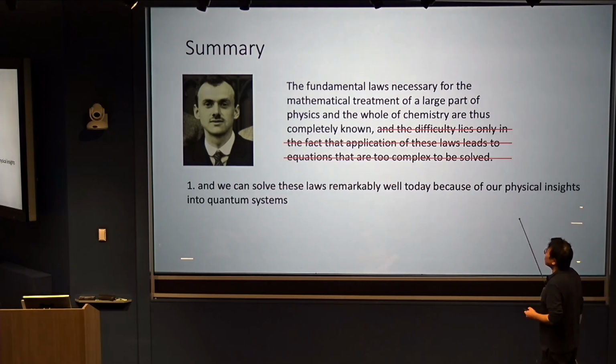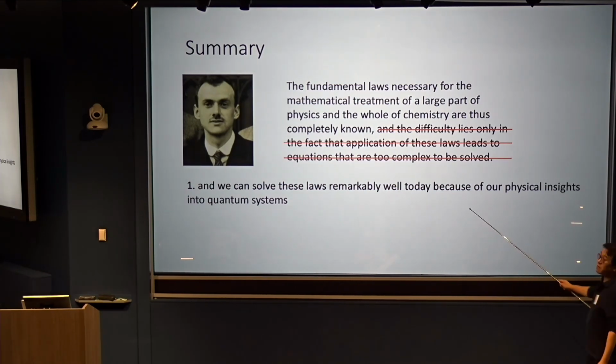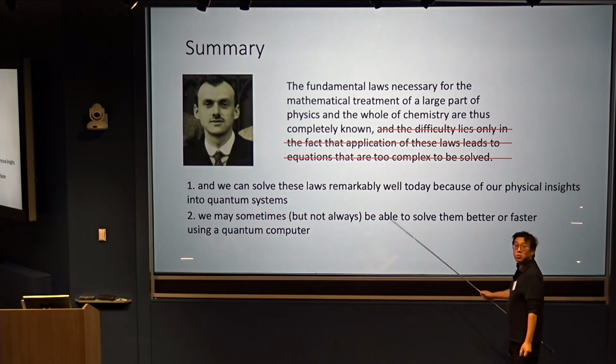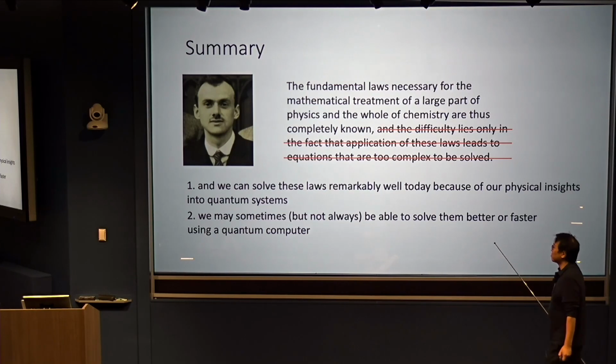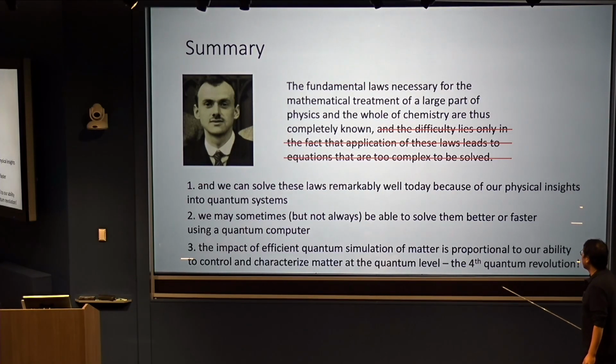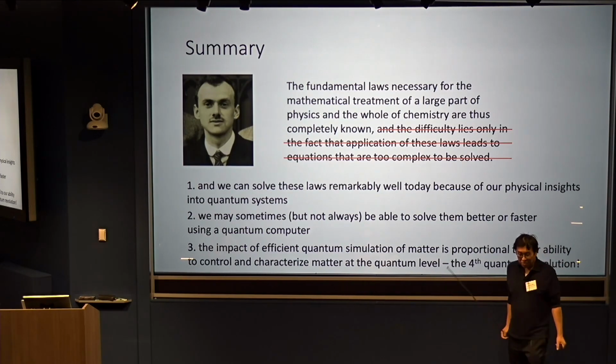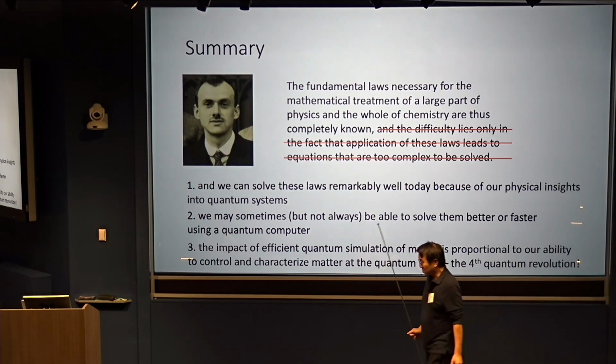The first point I wanted to make today is that we know the physical laws, and in fact, we can solve them remarkably well because of the insights that scientists have made into quantum systems. Perhaps we may be able to solve them better with a quantum computer, but not always. This is not such a simple question to answer. And finally, the impact of this field of science is really proportional to our ability to control and characterize matter at the quantum level, which I think is something that we can look forward to in the future. So that's the end of my talk. Thank you.